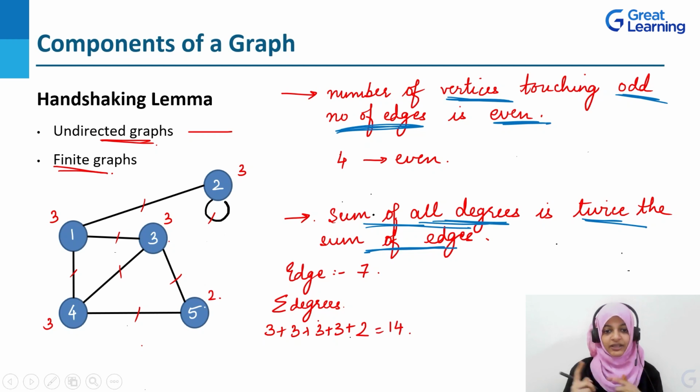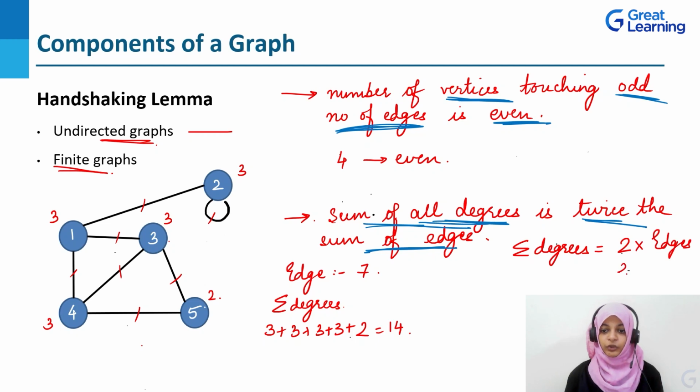Now, how do we equate these two? If you read the statement very carefully, it says that the sum of the degrees is equal to 2 times the number of edges. Now, 2 times the number of edges, which is 7, gives us 14, which is exactly equal to the sum of the degrees we obtained in this graph. So, these are the interpretations and understandings of the handshaking lemma.